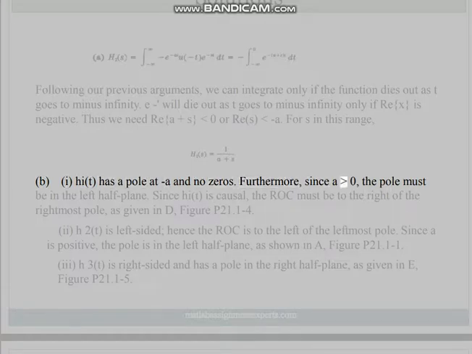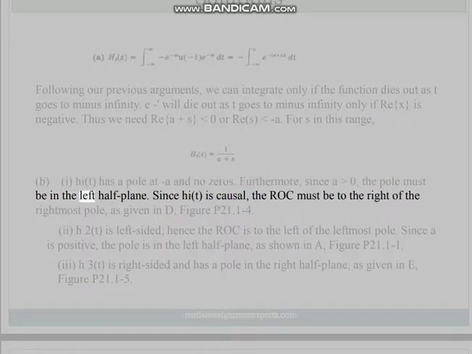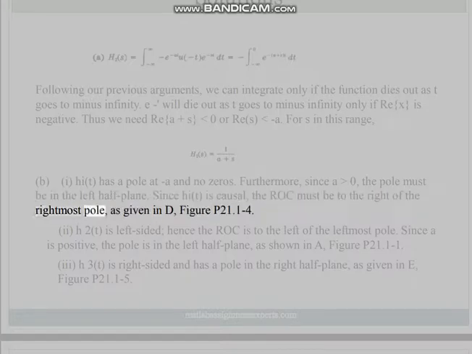Furthermore, since a > 0, the pole must be in the left half plane. Since h1(t) is causal, the ROC must be to the right of the rightmost pole, as given in D, figure P21.1-4.